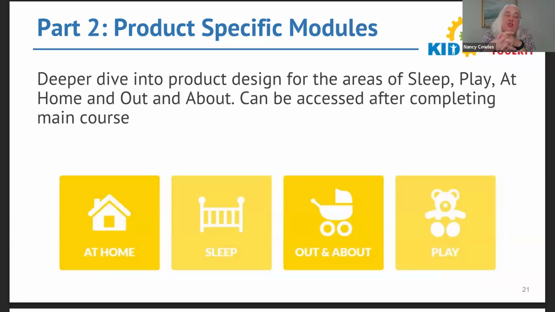And then after we finished and launched the first section, we really felt there was a need for more product-specific information. So we did 4 product-specific modules about at-home products, sleep, out and about, where we deal with environmental factors and things, and then play, so that you can get a deeper dive and get into that information. So next slide.